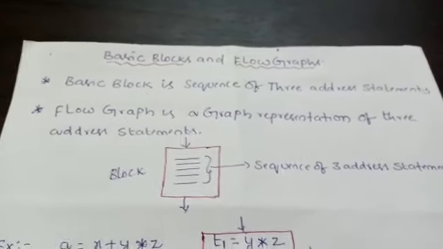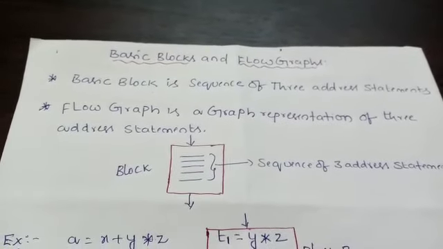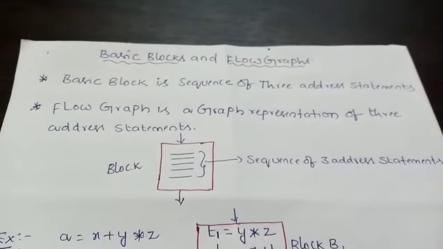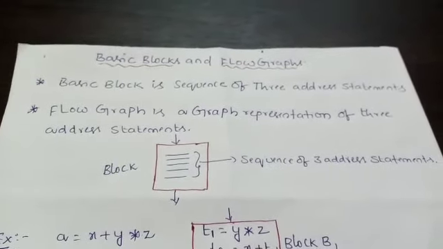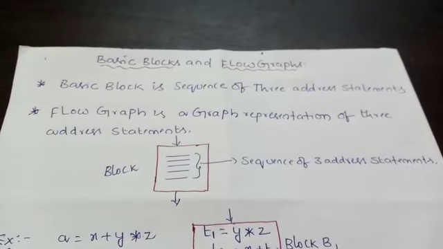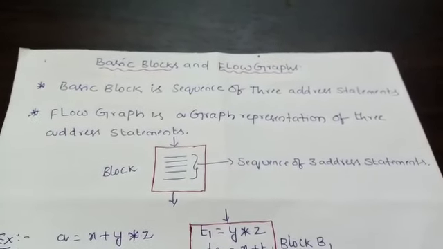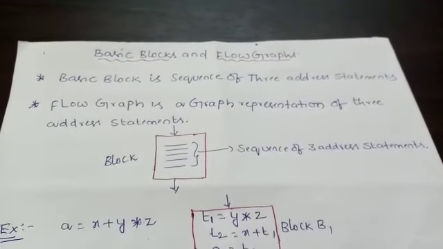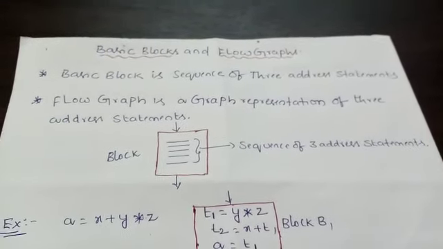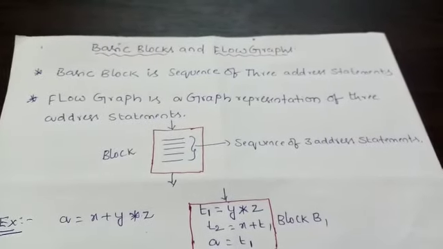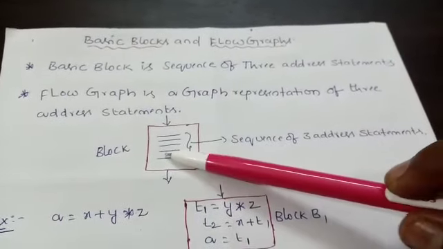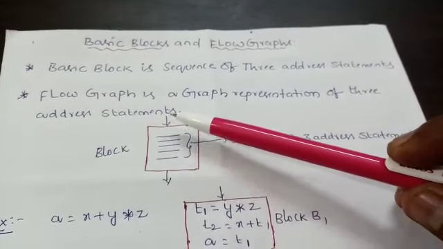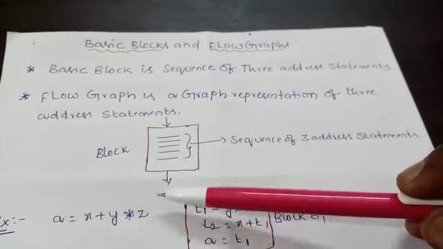See, a graph representation of three address statements is called a flow graph. In flow graphs, nodes represent basic blocks and edges represent flow of control information. First, we should know about basic blocks. A basic block is a sequence of three address statements in which the flow of control enters at the beginning and leaves at the end.